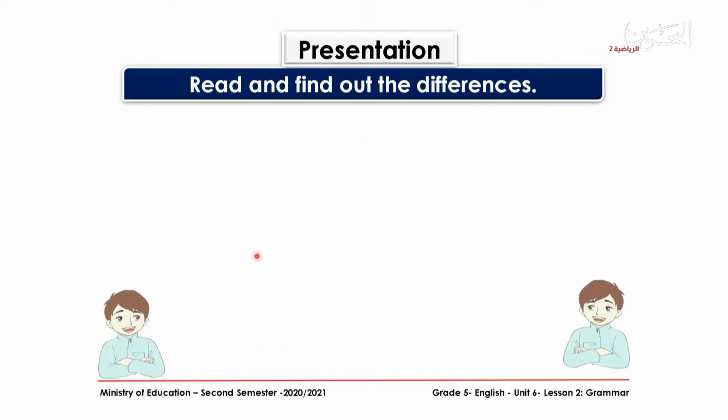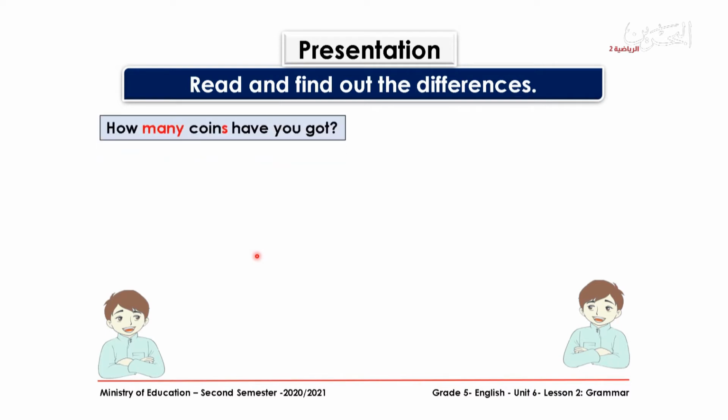From the dialogue we've just read, you can notice that if you want to ask about quantity, we have two different kinds of questions. We can say how much or how many. Today, we're going to learn when we use much and many. Let's read these examples together.